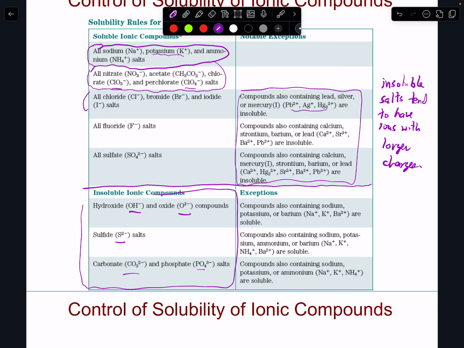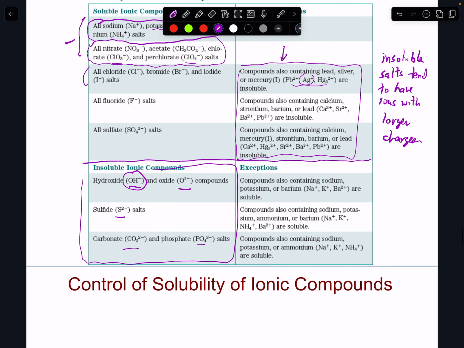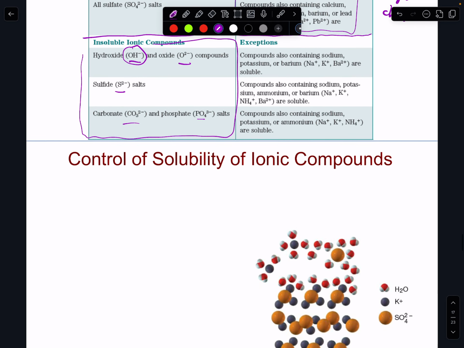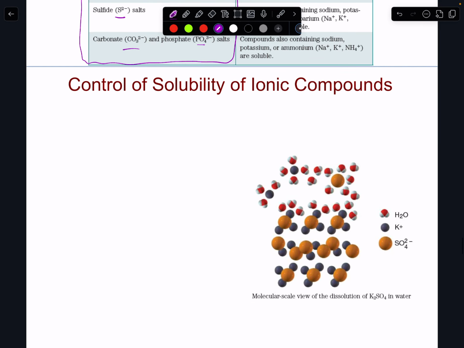So all of our ions that lead to things always being soluble are +1 or -1. All except for silver plus there. All of the ions that are exceptions to things being soluble and therefore making them insoluble are all things that are 2+. Of the things that are generally insoluble, they're all -2 or -3, except for hydroxide, which is -1. Okay, so we're going to explain why this is. We're going to explain the control of solubility of ionic compounds on the molecular scale based on our enthalpy and entropy rules, and then from that we'll explain why this comes about.